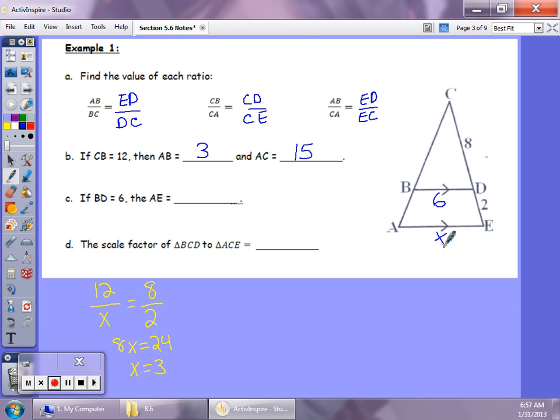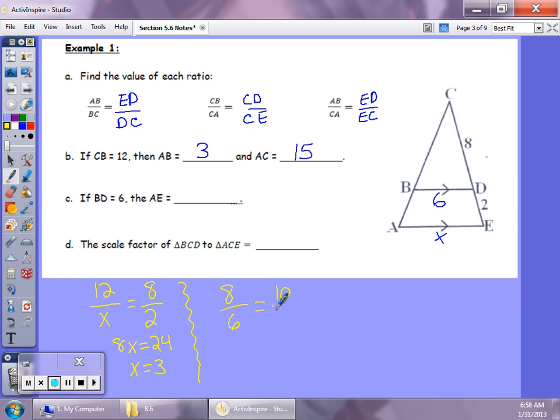We're going to call that X. If you notice, BD and AE represent the bases of the small triangle and the larger triangle. Since I know the length of CD and the length of CE, which are the right sides of the small triangle and the large triangle, I'm going to use that in my proportion. So I'm going to take CD over BD, which is 8 over 6, and set that equal to CE over AE, which is 10 over X.